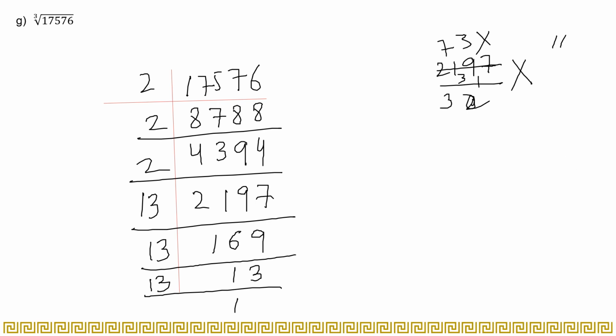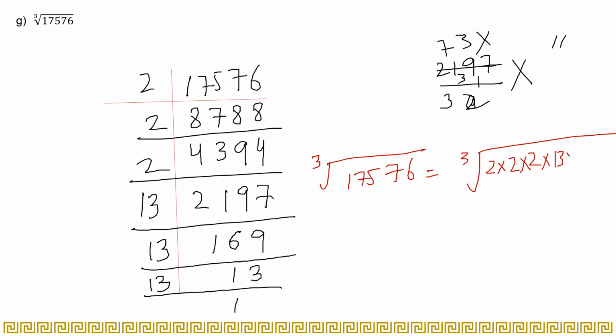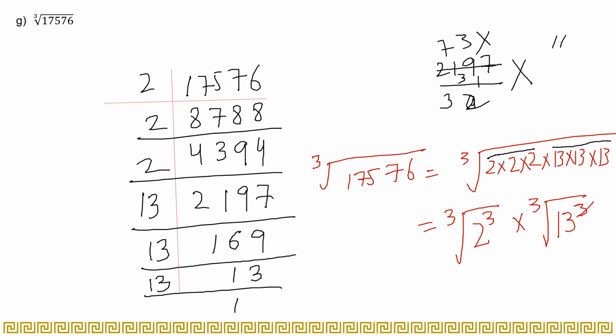Again, write it in the same way. Cube root of 17576 is equal to cube root of 2 multiplied by 2 multiplied by 2 multiplied by 13, 13 and 13. Now you have to combine three of these numbers like this and write it in index notation. Cube root of 2 cube multiplied by cube root of 13 cube. Cube cancels with this, cube cancels with this. You will get 2 multiplied by 13, and 2 multiplied by 13 is 26.